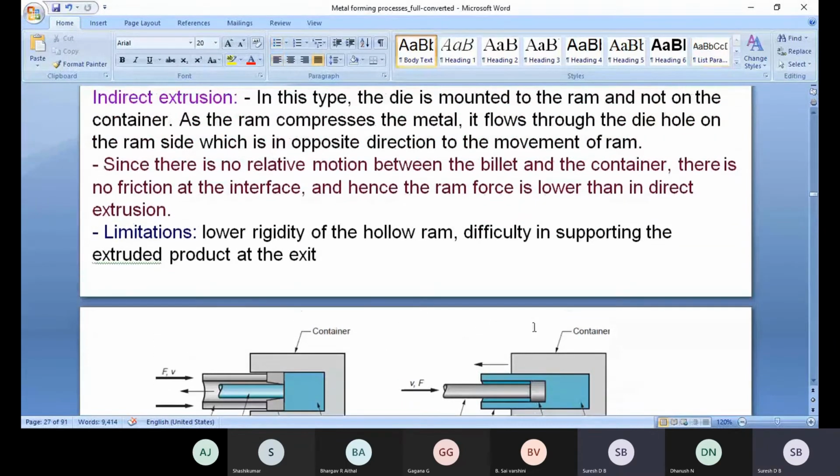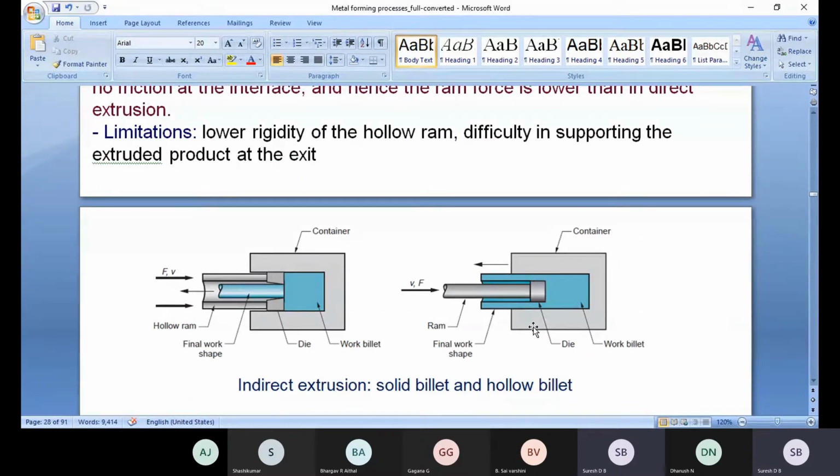Okay, some limitations of the indirect extrusion process: lower rigidity of the hollow ram and difficulty in supporting the extruded component. That is a very important limitation of indirect extrusion. In direct extrusion, the material moves only in the loading direction, so the extruded component can be carried away very easily. In indirect extrusion, the material comes back against the loading direction, so it is very difficult to handle the extruded component. That is the main disadvantage.